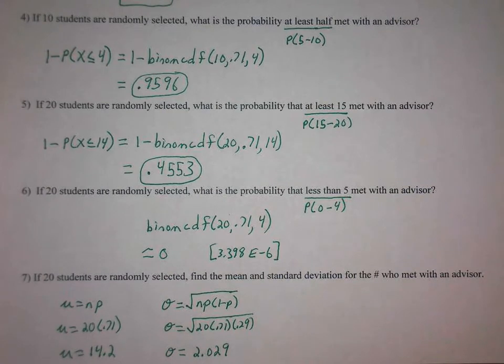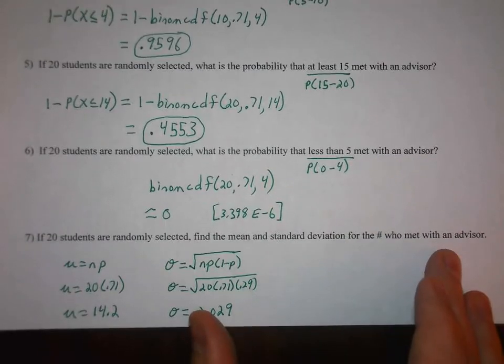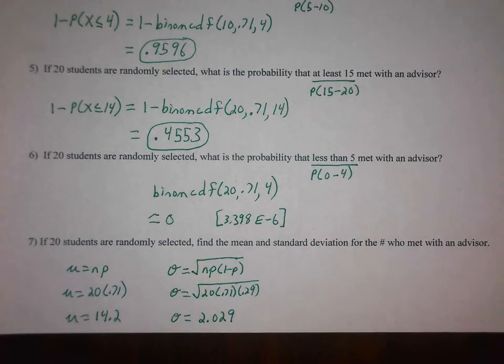The only other thing I want to mention is sometimes you get very small numbers, and when you get something like this on your calculator, number 6, the e minus 6 means times 10 to the negative 6, which means you move the decimal 6 places to the left, which is 0.00003398, which is very close to 0. It's not exactly 0, but it's approximately 0. Okay, and then number 7 is the mean and the standard deviation for those that met with an advisor.